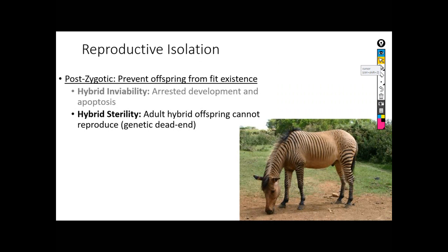In case you've not seen a zorse. Real animal, not making that one up. Uncommon, but it does happen. So the next thing that can occur is called hybrid sterility.